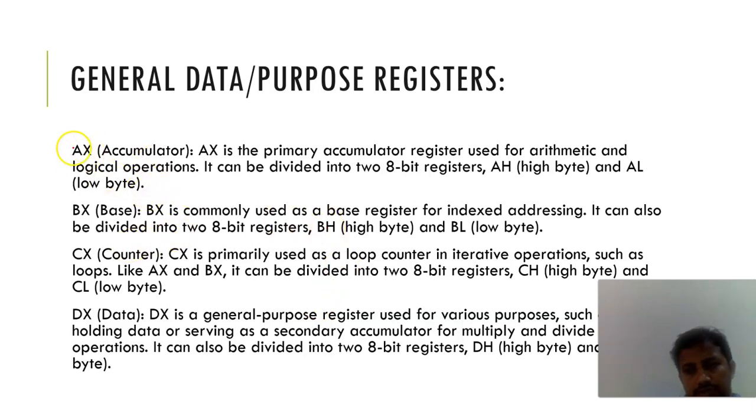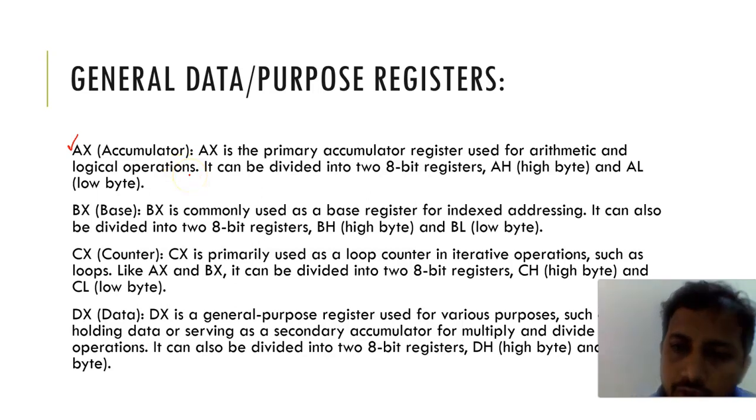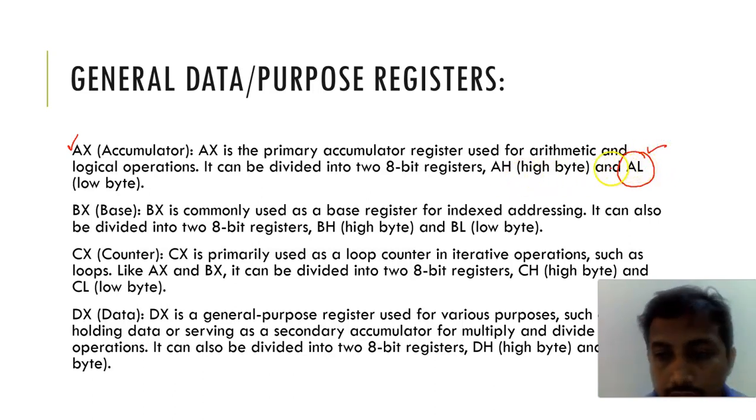AX is one of the key registers used in most of the instructions, as it is an accumulator register. Most frequently, the result of operations would be stored in the AX register. AX is a 16-bit accumulator, and the 8-bit accumulator is AL, not AH. Remember that. Similarly, BX can be divided into BL and BH, CX into CL and CH, and DX into DL and DH.